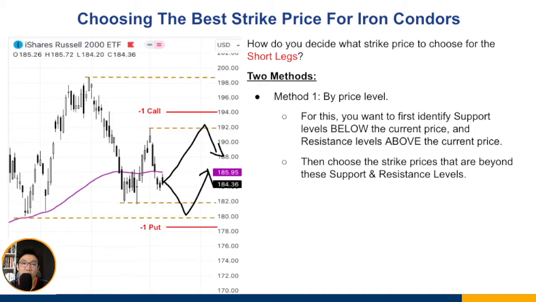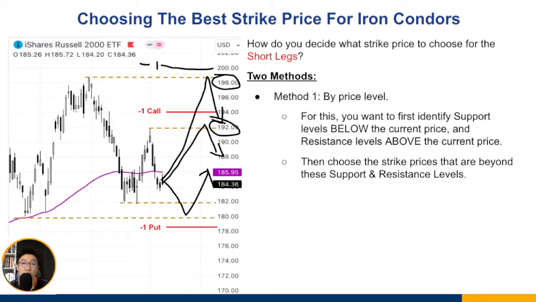Now, you notice that there is actually another resistance level up here. The thing is that you could also go for a strike price that is above this resistance level. So this way, there are two resistance levels, right? This is the first resistance level, and this is the second resistance level. So this way, it makes it a little bit harder for the price to get past these levels. And the whole idea is that for the Iron Condor, we want it to stay within our short strikes as much as possible, right?